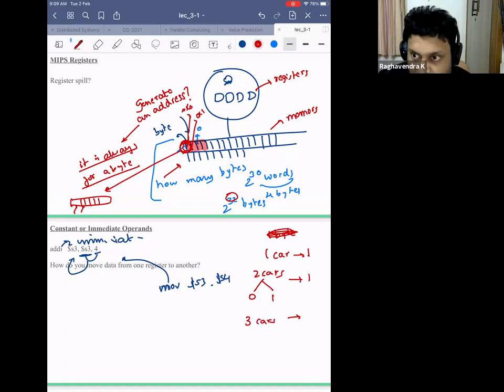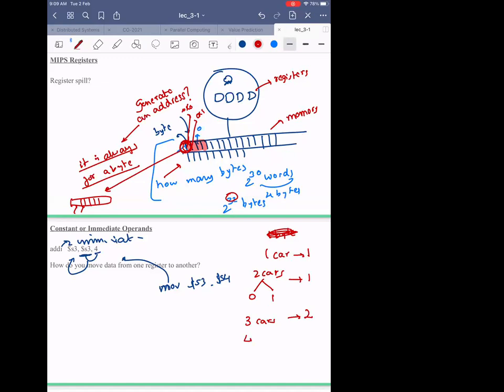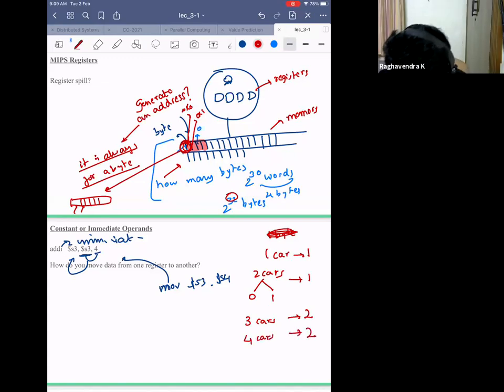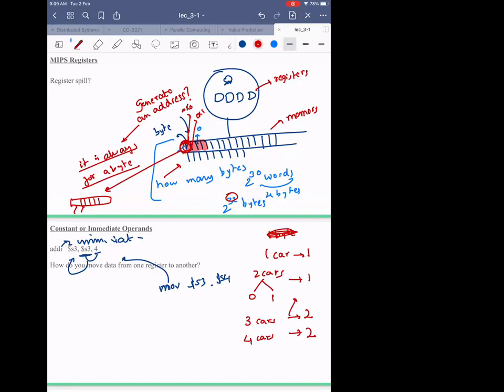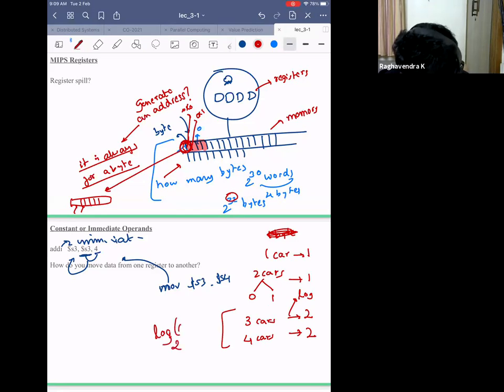How many bits do I need? 2 bits. For 4 cars, how many bits do I need? 2 bits. So how are you getting this? What is the mathematical function here? Log. What log is it? Log base 2. Yeah, so I am taking log base 2 of the number of cars, which is equal to the number of bits that I need.